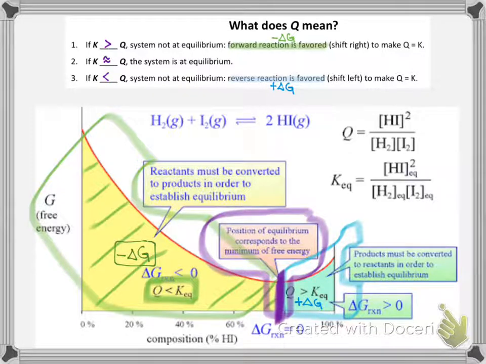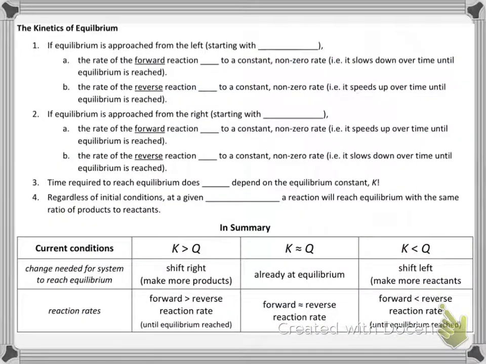Of course, when you're actually at equilibrium, the system is at its lowest point for Gibbs free energy, so delta G is 0. It's not changing its free energy because it's already at the most stable place. I realize I've scribbled all over this graph, but hopefully that at least kind of makes sense.